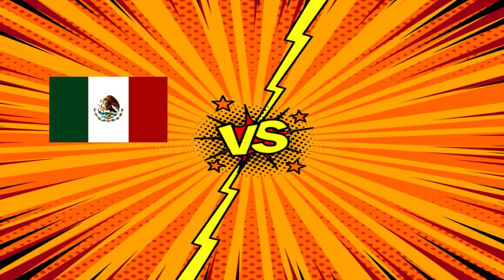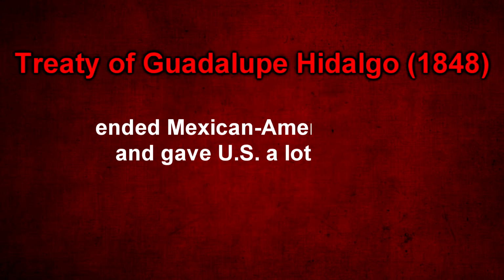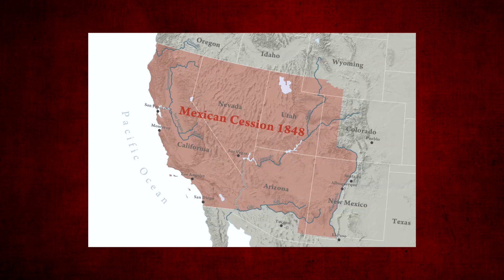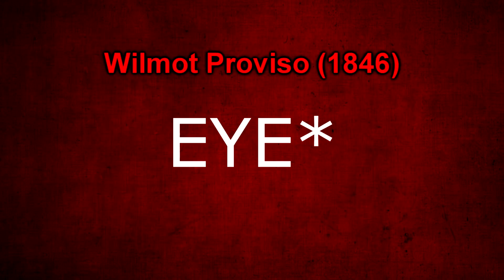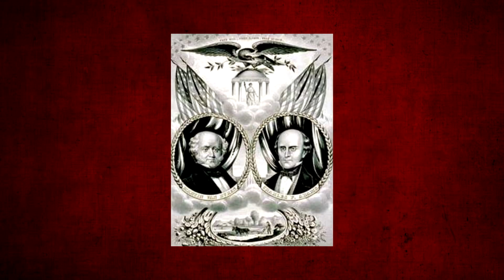Issues with Texas resulted in an all-out war between Mexico and the United States. The war ended in 1848 with the Treaty of Guadalupe Hidalgo, granting the United States almost one-third of its current land. This acquisition, along with the Wilmot Proviso, which stated that slavery would be banned in territories acquired from Mexico, sparked the Free Soiler movement.